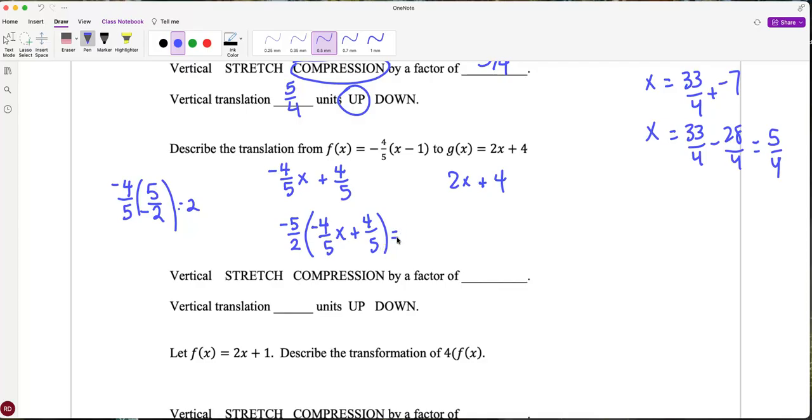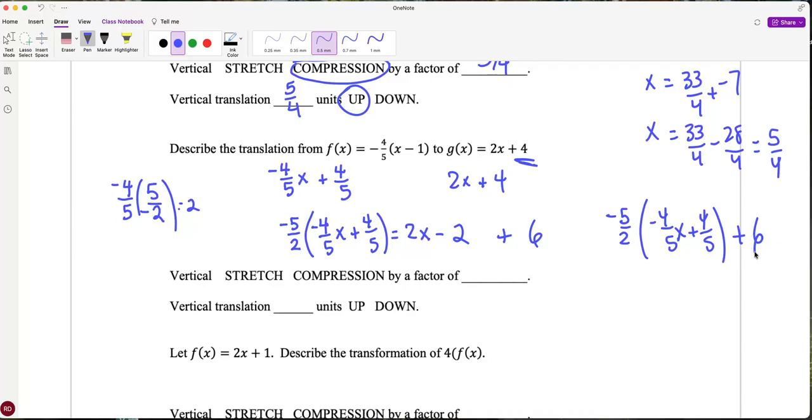So this gives me 2x, and then minus, when I multiply negative 5/2 times 4/5, that's going to be minus 2. But instead of a minus 2, I need a plus 4. So I'm going to have to add 6 to that. So the transformation is negative 5/2 times 4x plus 4/5 plus 6.